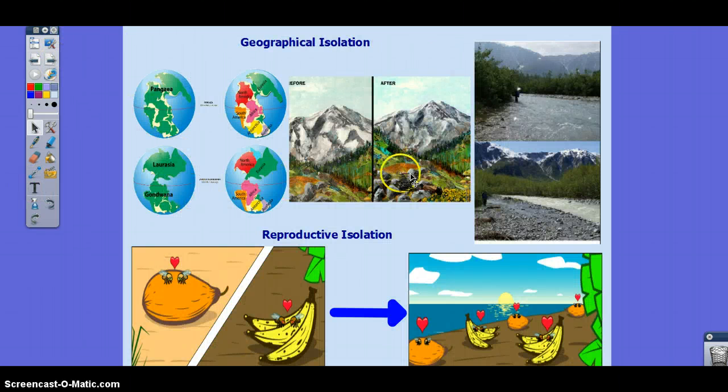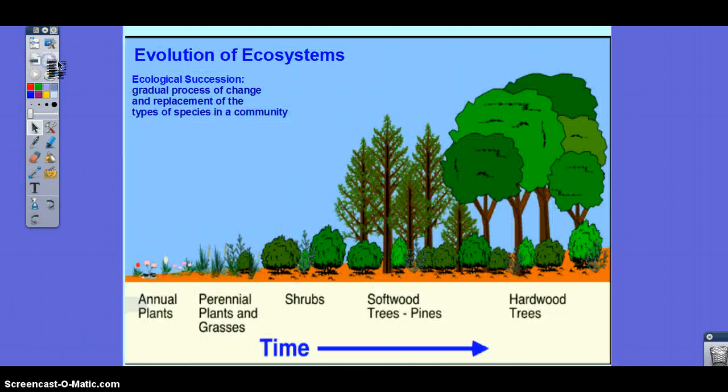Here's examples of geographical isolation: Pangea, like we mentioned earlier, and river formations or lack of. Here's an example of reproductive isolation, which is more of the sympatric speciation, where you have organisms in the same location and somehow they develop into a new species.